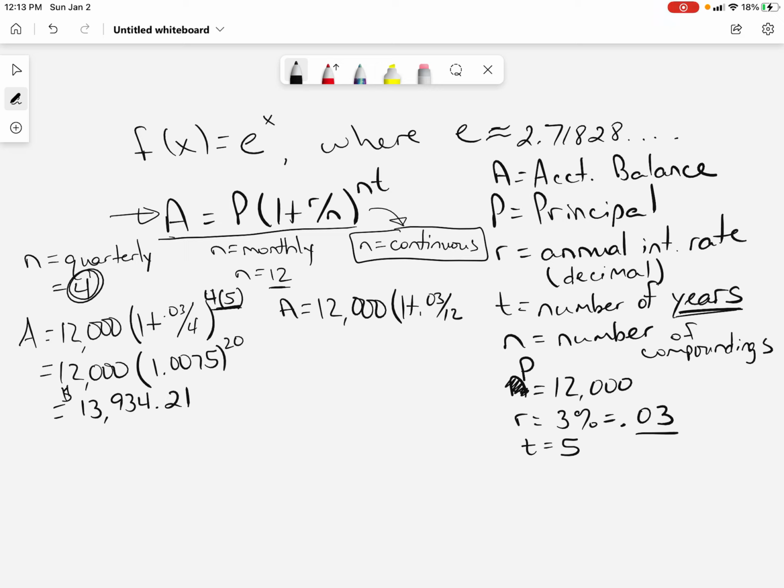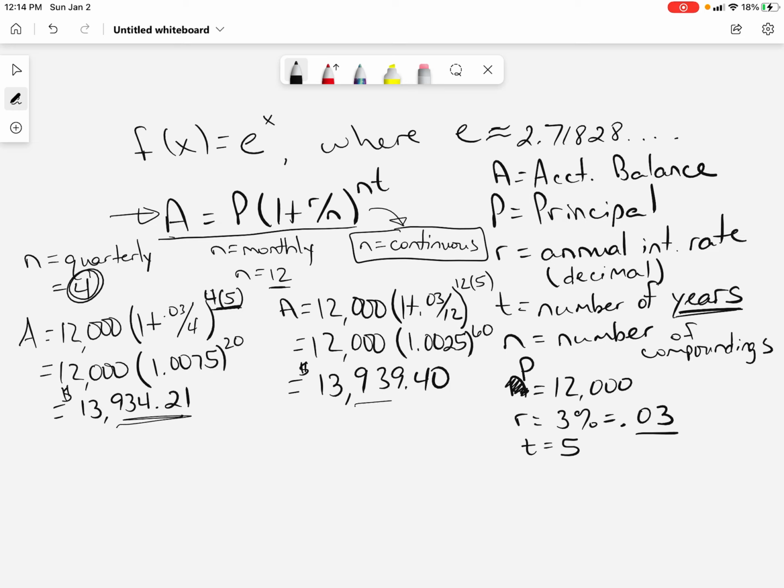Okay. 1 plus 0.03 over 12. And then it's 12 times 5. 5 years, 12 compoundings. So if we simplify that, you should get 1.0025 in the parentheses, and then 12 times 5 is 60. And if you simplify that out, you'll get $13,939.40. So you can see that from quarterly compoundings to monthly, the amount went up a little bit, right?